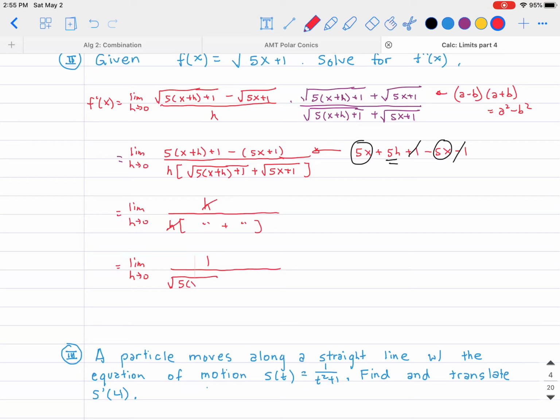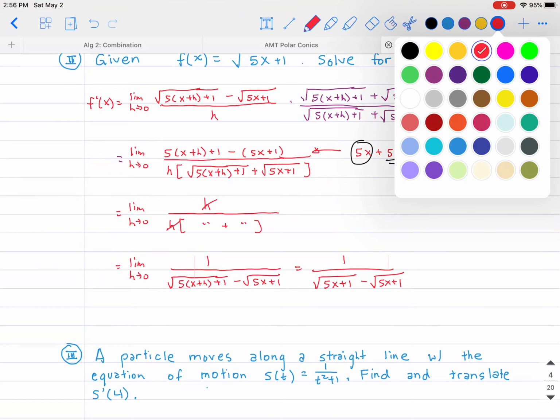So 1 divided by the square root of 5 times x plus h plus 1, and then minus the square root of 5x plus 1. Okay. At this point, we can go ahead and let h equal 0. So we'll go ahead and make a direct substitution. So 1 divided by the square root of 5x plus 1, and then we have minus, and then the square root of 5x plus 1.